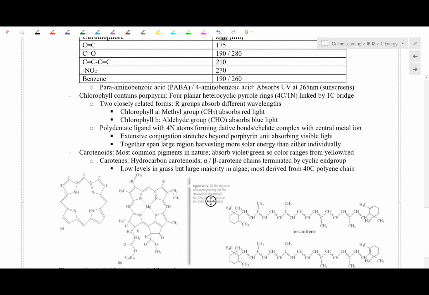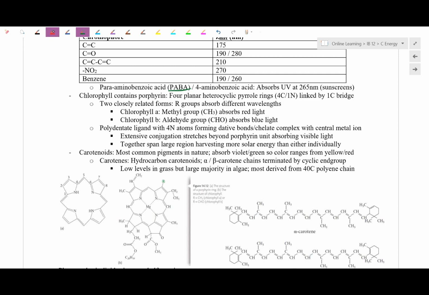They actually utilize this in some sunscreens. They have this compound called PABA, so you actually see this on some of your sunscreen ingredients. This one, if you look at the structure, also has some conjugation. It's not in the visible region, so it's going to still look colorless to us, but it is able to absorb some of the damaging UV radiation from the sun and actually protect us from the sun's rays.